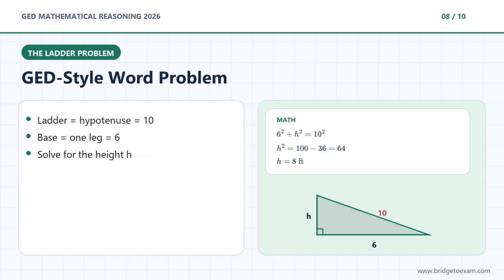Here is a classic. A 10-foot ladder leans against a wall and its base is 6 feet from the wall. How high up does it reach? The ladder is the hypotenuse. So 6 squared plus h squared equals 10 squared. That gives 36 plus h squared equals 100. So h squared is 64 and h is 8 feet.